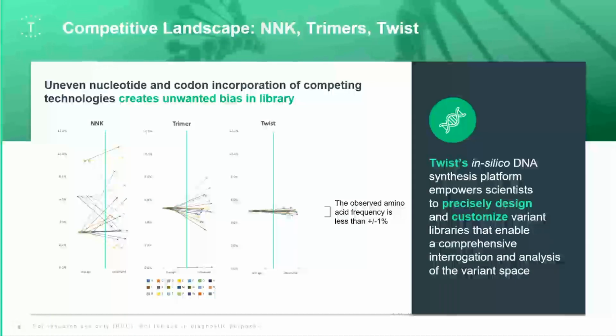With some of the other approaches, what ends up happening is that the constructed library is a distance away from your design. You end up having variants that you haven't actually designed within that library and biasing what you see within those libraries. So what it means is that you end up having to screen your library more to find your variants of interest. Whereas with a Twist library, the variants of interest are within that library and in the proportions that you have designed.